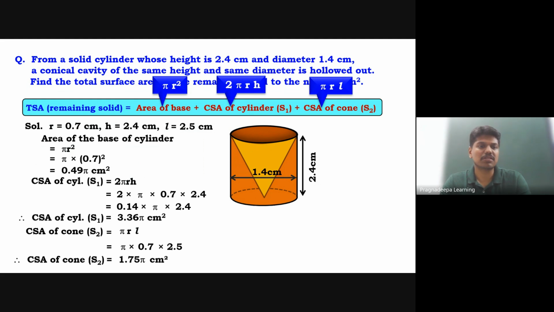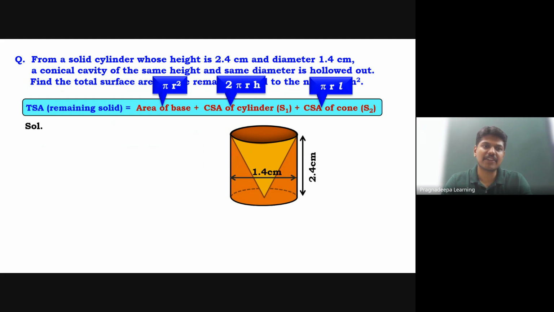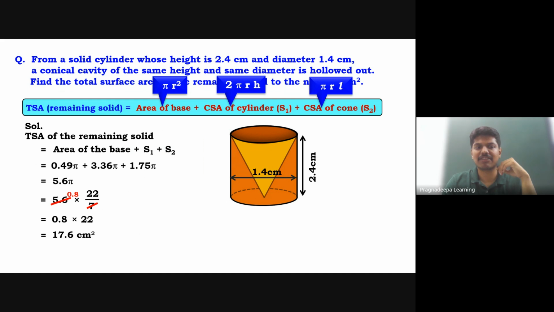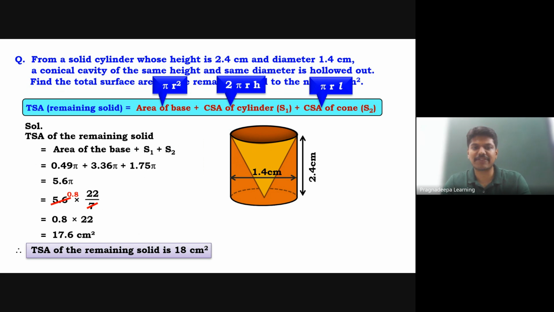Now, the total surface area of the remaining solid gives you S1 plus S2 plus area of the base, which we have computed. All those three, add, and you will get 5.6 pi. We are lucky again. So 117.6 centimeter square is the total surface area of the solid.